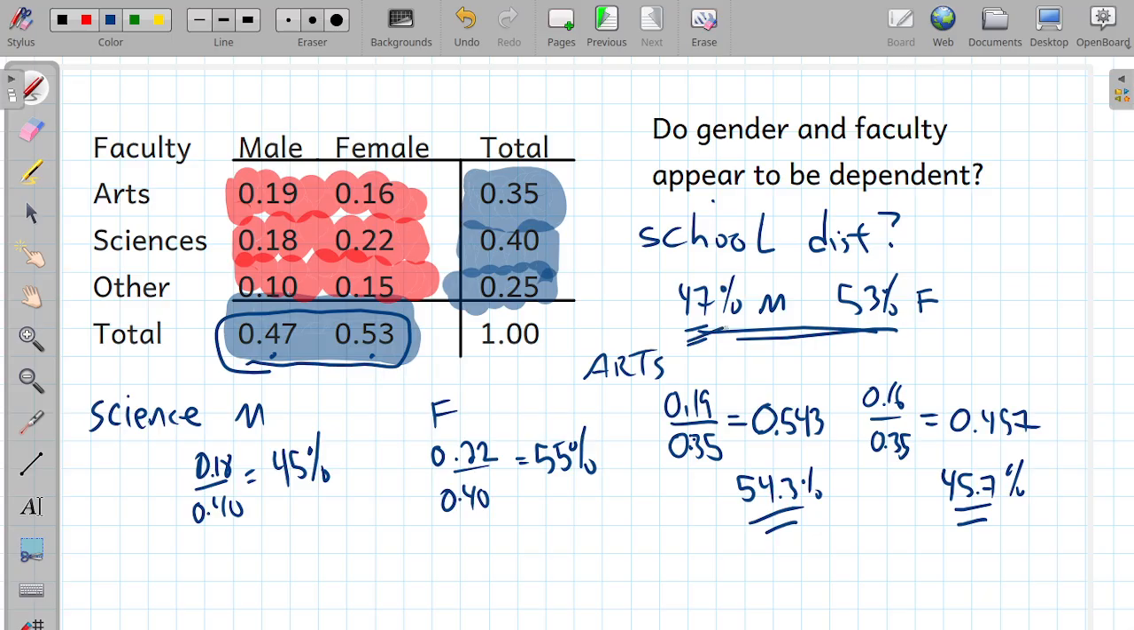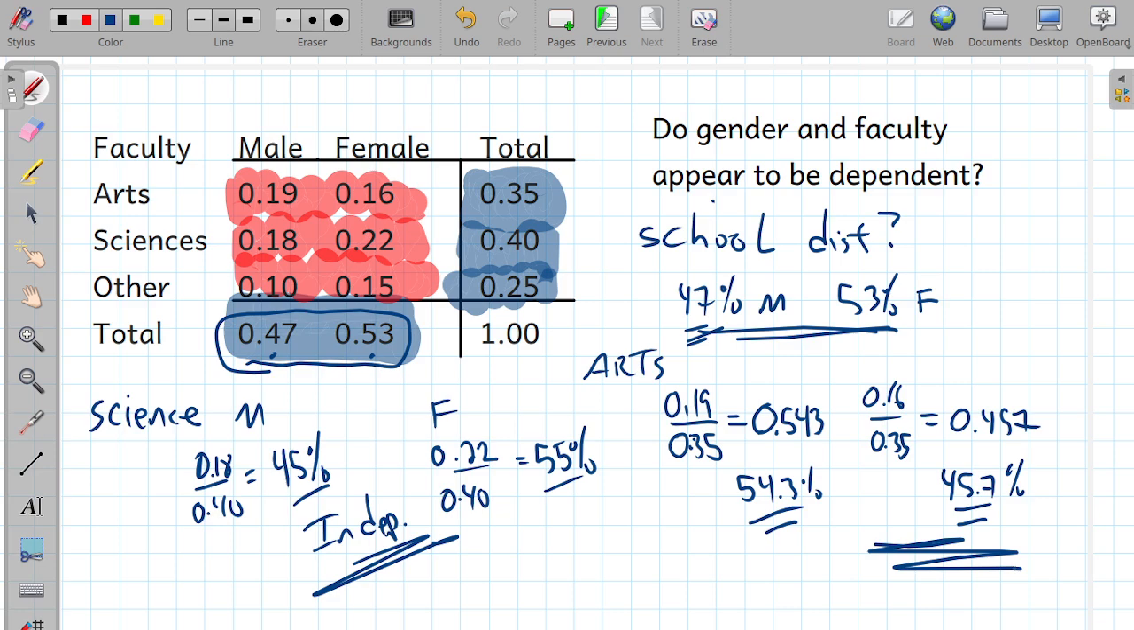Well, 47 to 53, here's 45 to 55. I would say this is independent because it matches the school distribution. There's no dependency in sciences. So this one here is different than the result we had here.